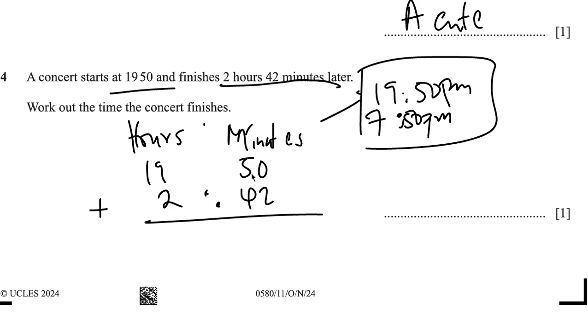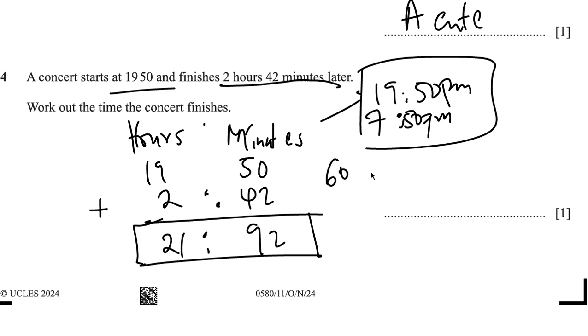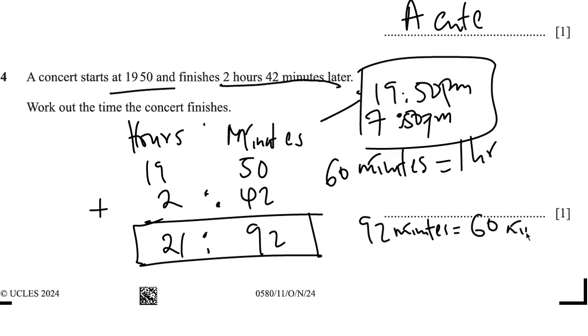So if we add, 50 plus 42 is 92, and 19 plus 2 is 21. But this is not the correct answer, because why? Remember that 60 minutes equals 1 hour, right? And in the minutes place we have more than 60. So we could get some hours from here. So we could say that 92 minutes is equal to, watch carefully, 60 minutes plus 32 minutes, because we need 32 minutes to get that. So 60 minutes plus 32 minutes. So that implies that 92 minutes is an hour 32 minutes.